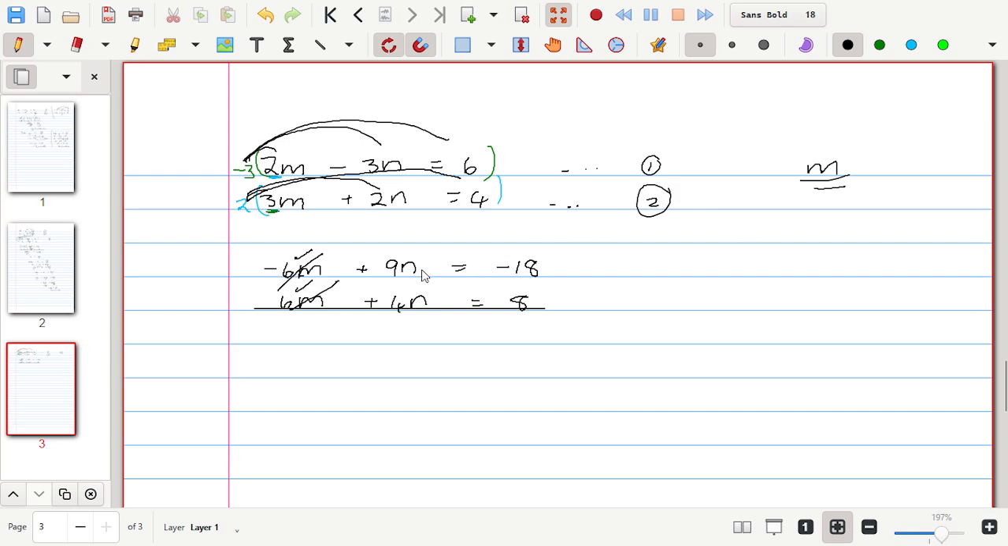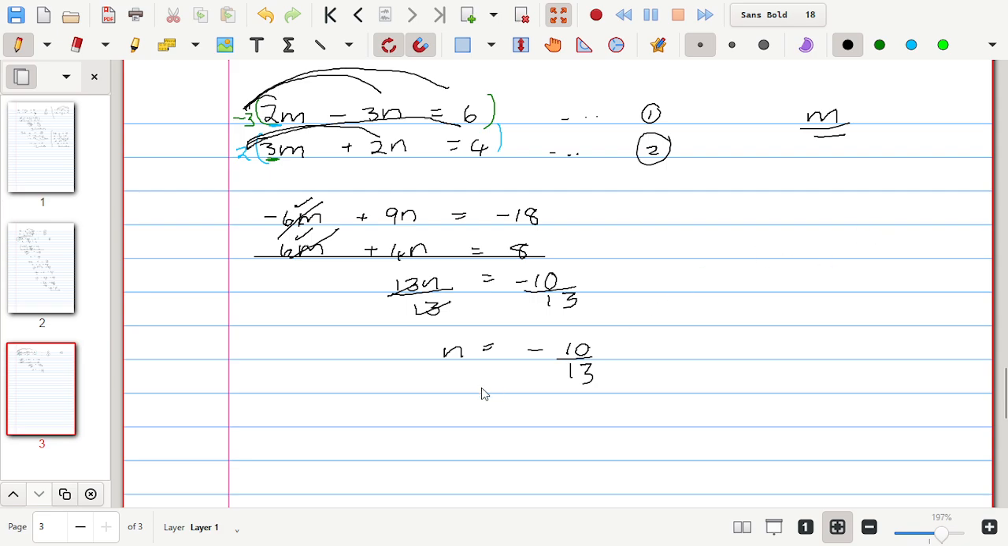I can now go ahead and say 9 plus 4, that's going to give me 13n. Negative 18 plus 8, that's minus 10. I can then divide this by 13 and divide this by 13. This will cancel this. N will be equal to minus 10 over 13. Brilliant.